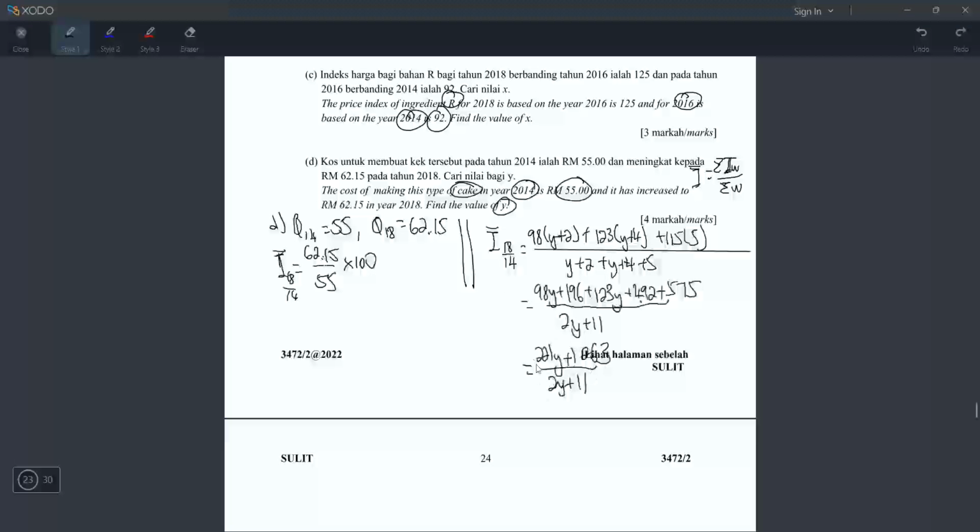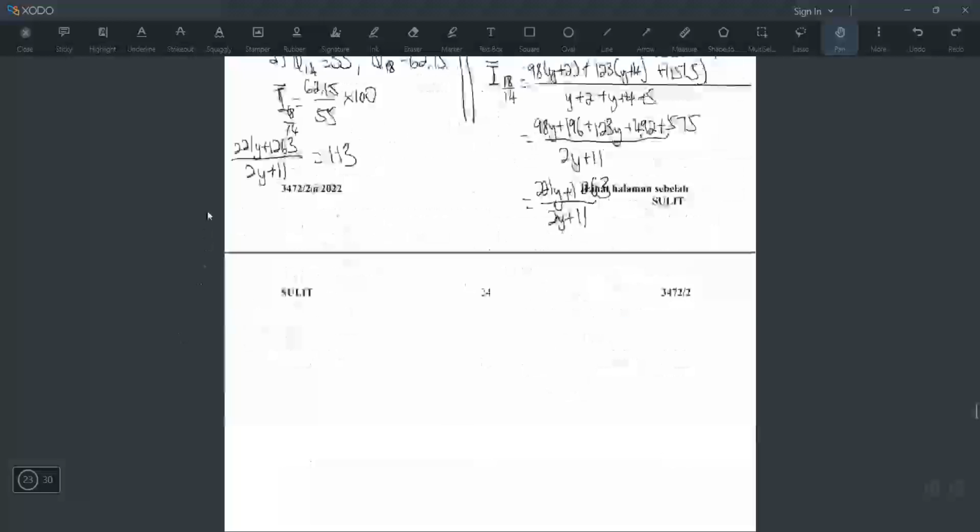And you cannot simplify this further already. This is the simplest form already. And now what you do is this whole thing you can put inside here. So it becomes what? 221y plus 1263 over 2y plus 11 equals to this one, 62.15 divided by 55 times 100. Even though I don't have y, it's fine because I can calculate this side. I will just press 62.15 divide 55 times 100. I will get 113. So now I can find y, right?